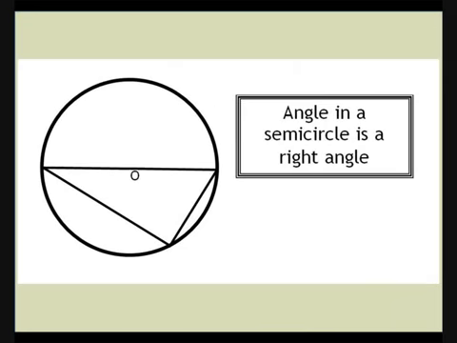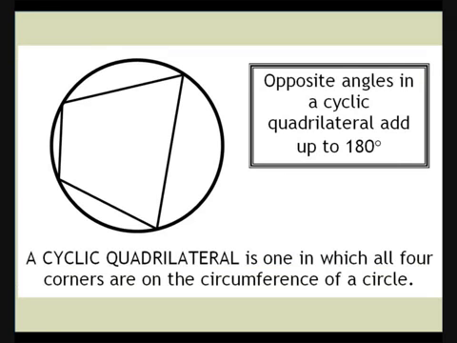A special case of this theorem is that the angle in a semicircle is a right angle, because that's half of 180 degrees. I think it looks like a bird. A cyclic quadrilateral is a quadrilateral for which all four corners lie on the circumference of a circle. The opposite angles in a cyclic quadrilateral add up to 180 degrees.